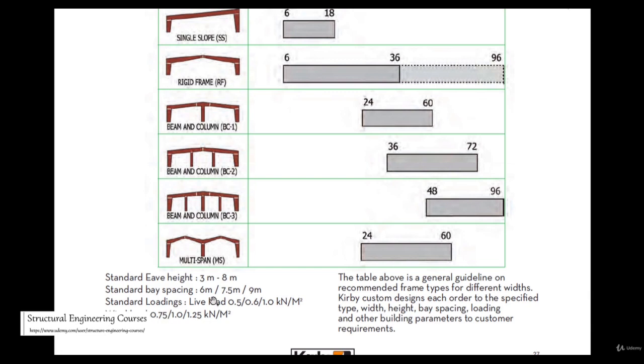So standard bay spacing is usually in the range of 6 meters, 7.5 meters to 9 meters. It is most economical in the range of 7.5 meters, somewhat less economical in the range of 6 meters and 9 meters. So the most desirable bay spacing also is in the range of 7.5 meters.